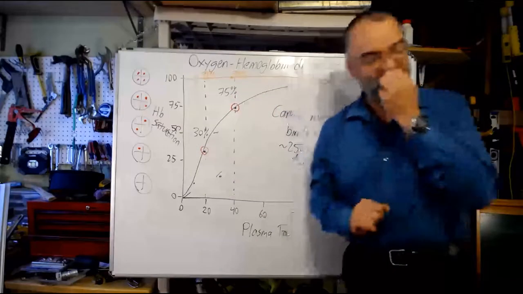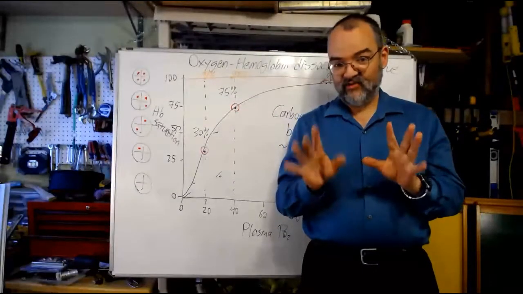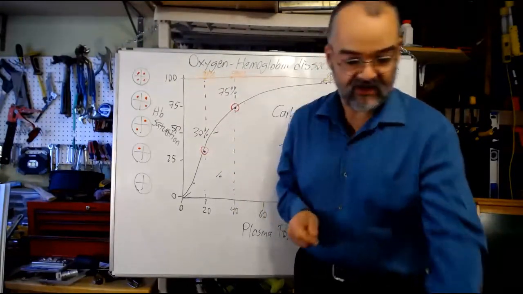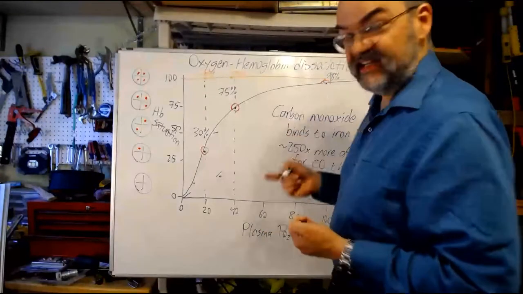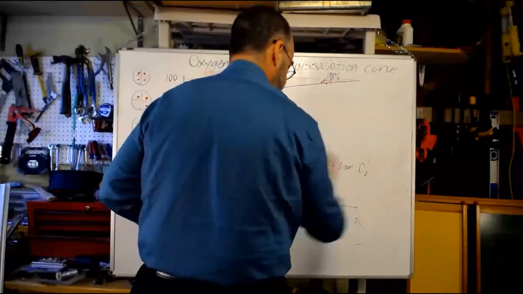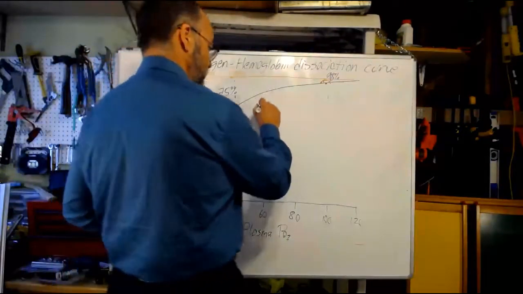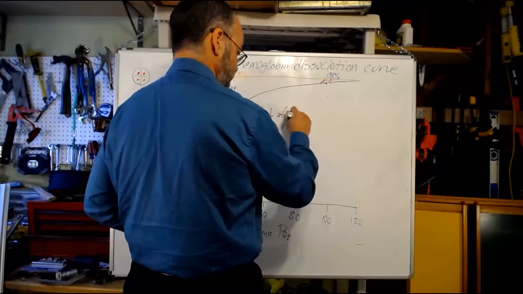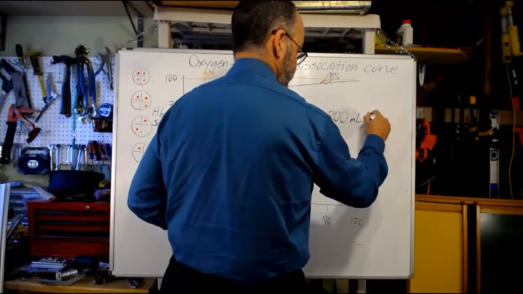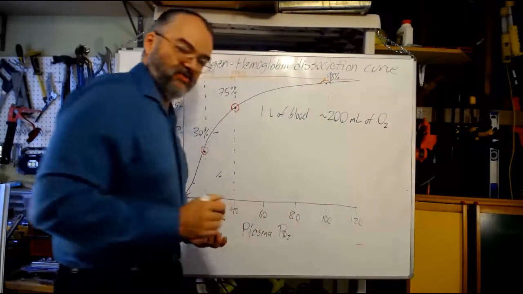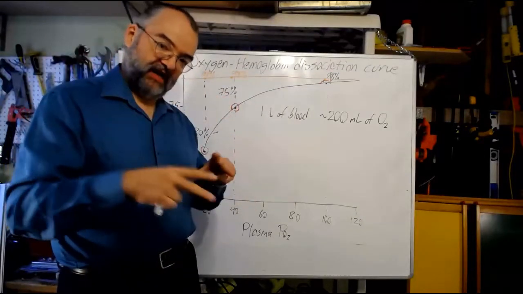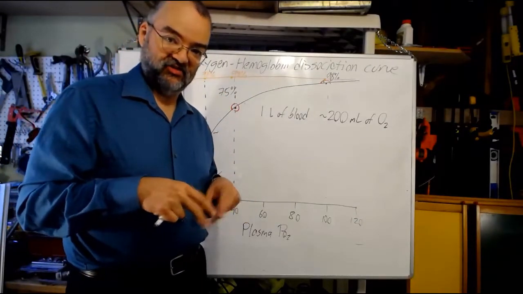Wait, I forgot something. I wanted to give you a statistic here about how much oxygen hemoglobin carries, how much good it does for us. So, 1 liter of whole blood, let's write this on here. 1 liter of blood can carry about 200 milliliters of oxygen. So if I've got a liter of blood, I can bind about 200 milliliters of oxygen to that blood.